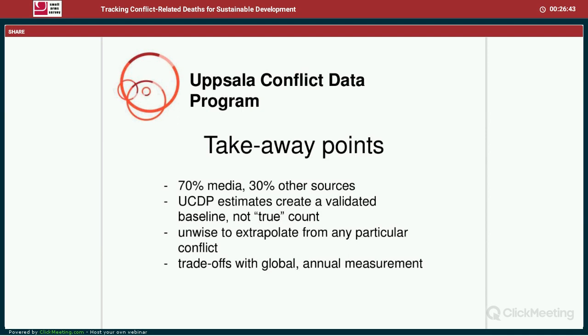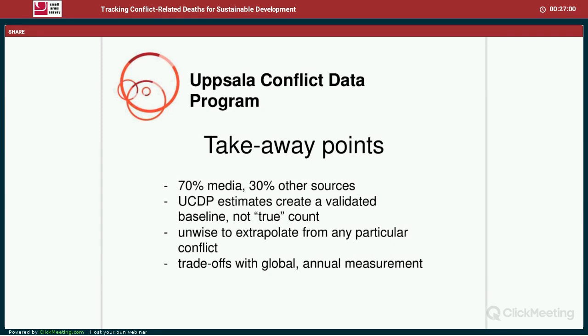So that means if you look at the data that's publicly available on our webpage right now, about 70% of the events are coded using media sources. The other 30% are coded using these additional sources. So it's a fairly large number that come from additional sources in addition to media.